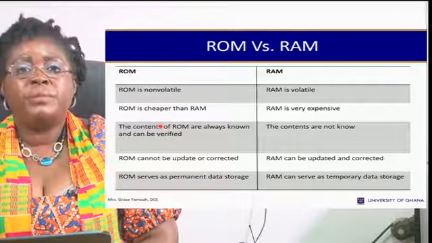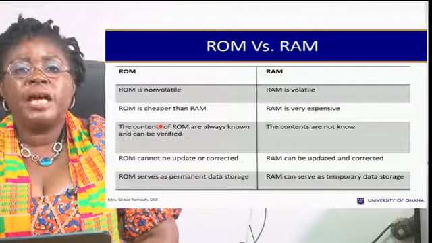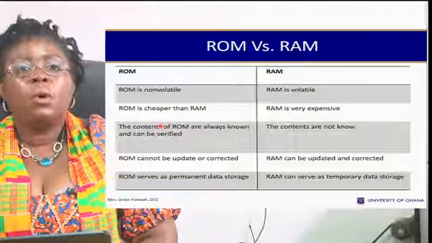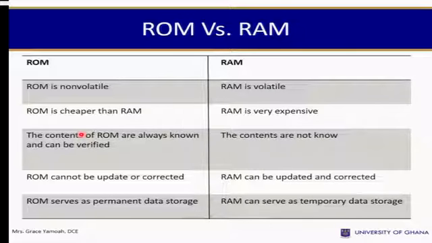ROM versus RAM. ROM is non-volatile, RAM is volatile. ROM is cheaper than RAM. RAM is very expensive. The contents of ROM are always known and can be verified. The contents of RAM are not known. ROM cannot be updated or corrected. RAM can be updated and corrected. ROM serves as permanent data storage. RAM serves as temporary data storage.